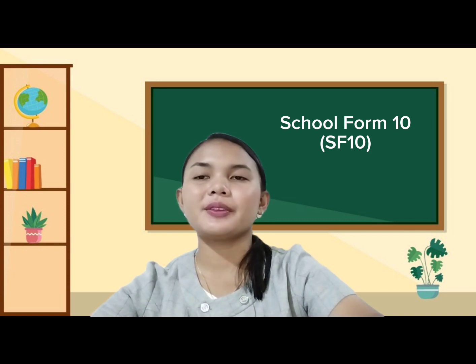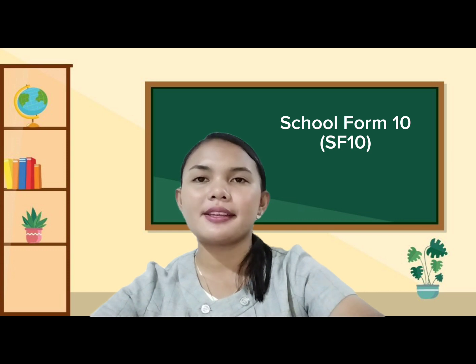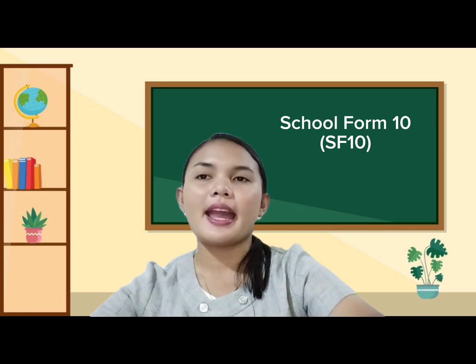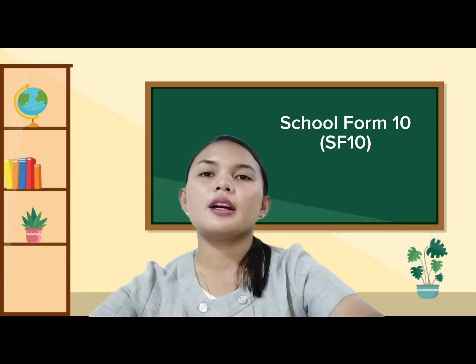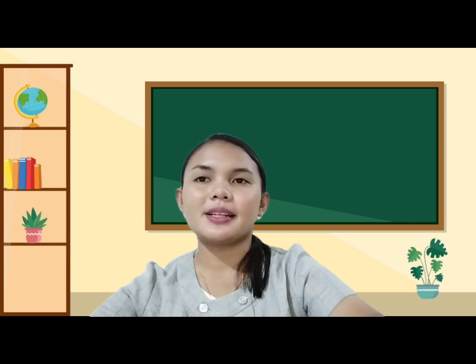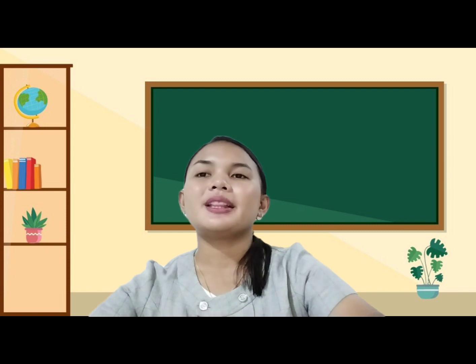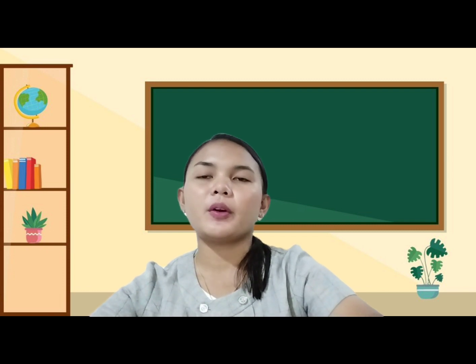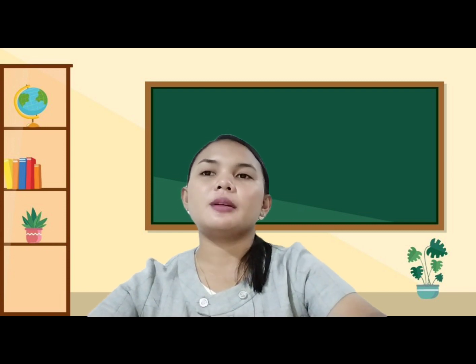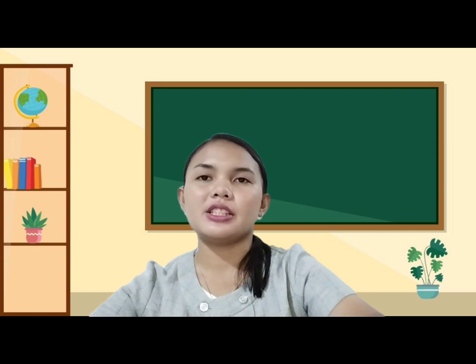Number 6, the school registrar compiles the SF10 from all classes and prepares the summary report for each grade level. The summary report includes the learners' grades for each subject, their final grades, and their overall grade point average, or the GPA. Number 7, the summary report is then submitted to the school head for approval and signature.